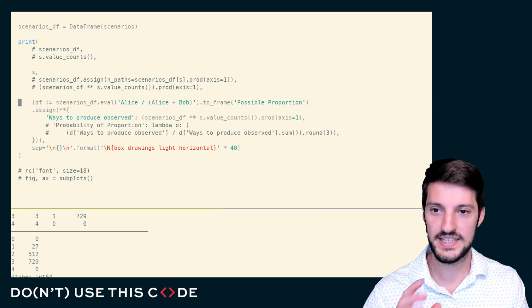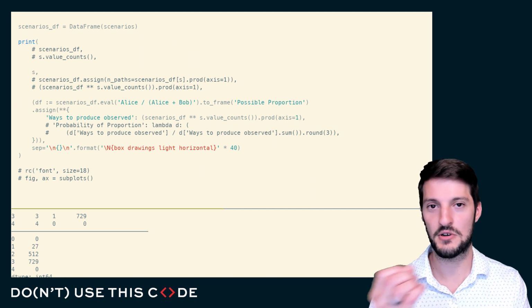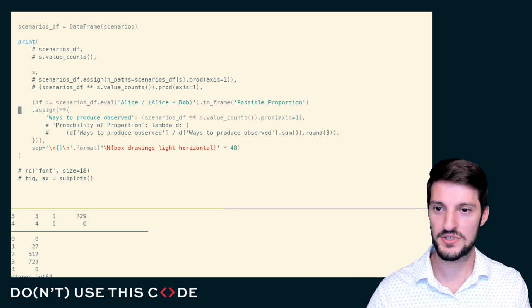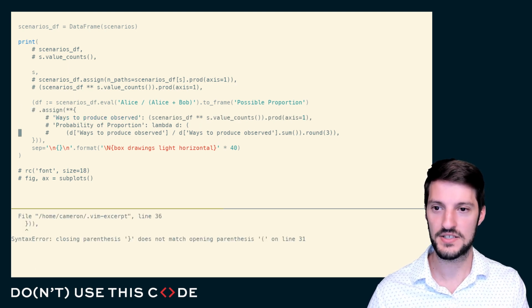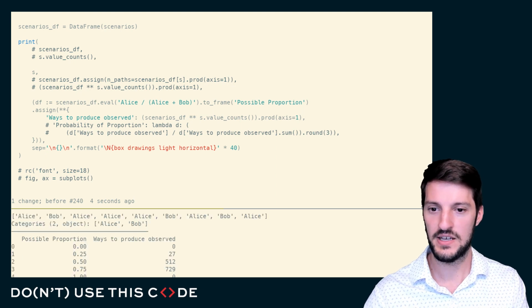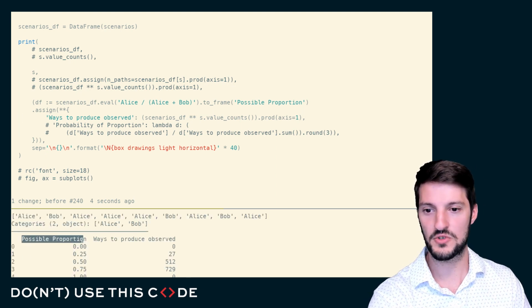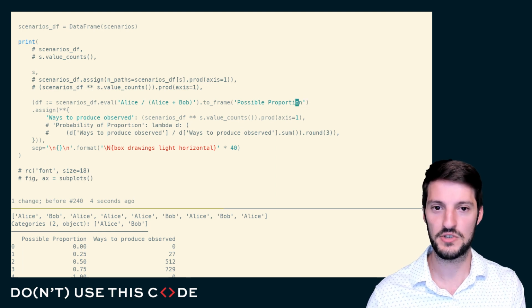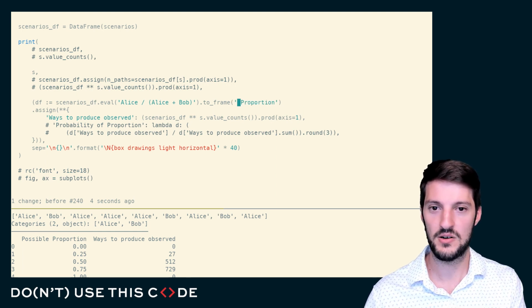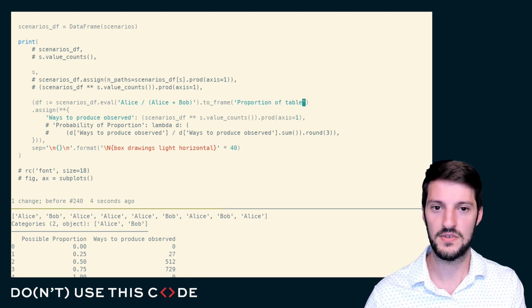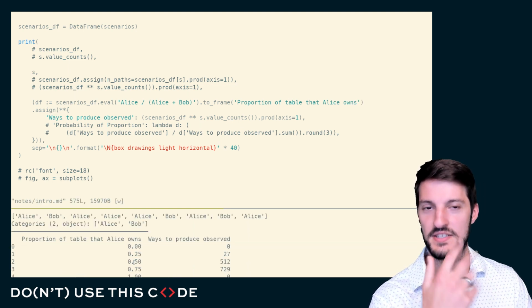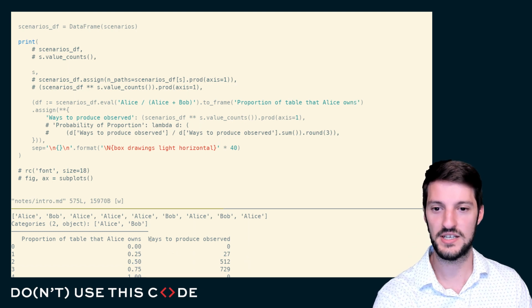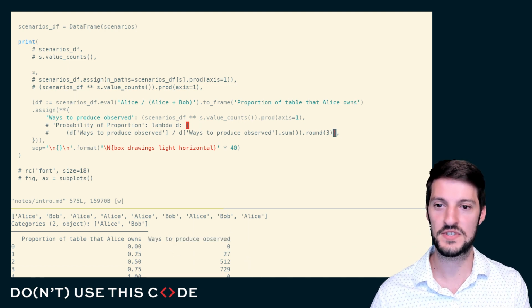But now, instead of representing our scenarios by 0 and 4, 1 and 3, 2 and 2, I'll represent our scenarios as the ways that Alice could have won. Here we have our possible proportion. I'll relabel this because I think it's going to be much clearer: proportion of table that Alice owns. So here we have all of our scenarios, and instead of using two numbers, we're just using a single number to represent it. And then we have our ways to produce our observed sequence.